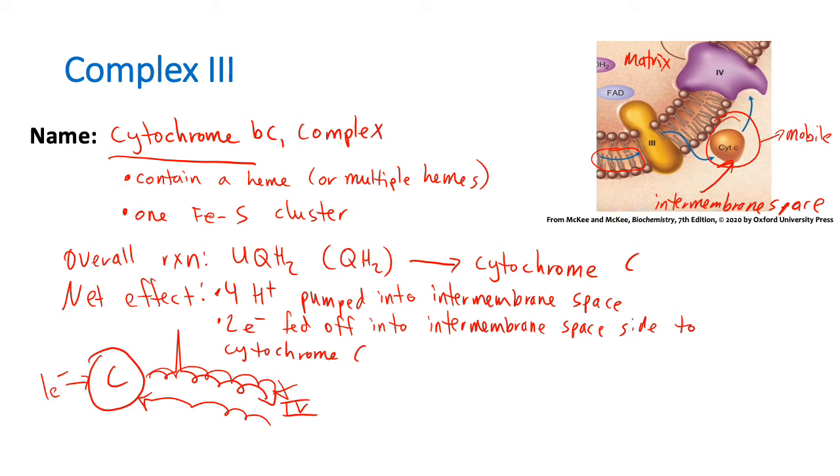And what happens as a net effect is, like I said, 4 protons are pumped into the intermembrane space. Okay? Where do those 4 protons come from? 2 from QH2. So 2 from the reduced form of the cytochrome C. And the other 2 come from the matrix pool.